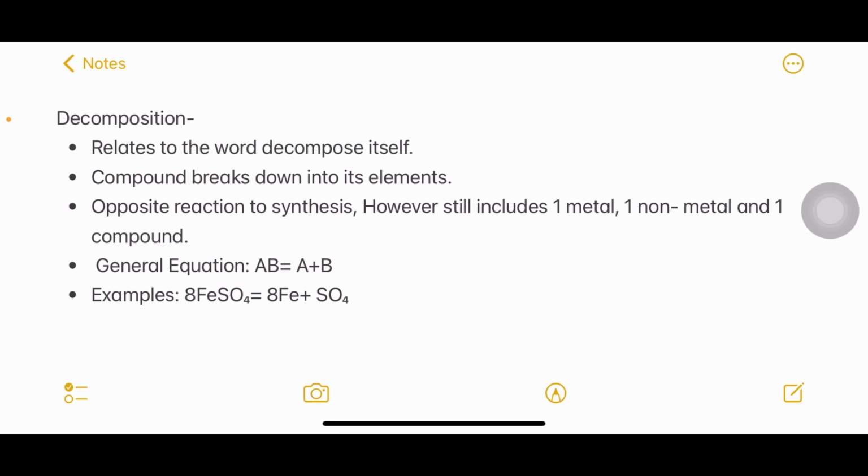You can look at this general equation and compare it with the general equation of a synthesis reaction. As you can see here, we have AB equals A plus B, whereas in a synthesis reaction, we would have A plus B equals AB. It's the same thing, however, the order is switched around. You can also see that in the example provided below, where we have FeSO4, which basically breaks down into Fe plus SO4. So this is the decomposition reaction and synthesis reaction video.